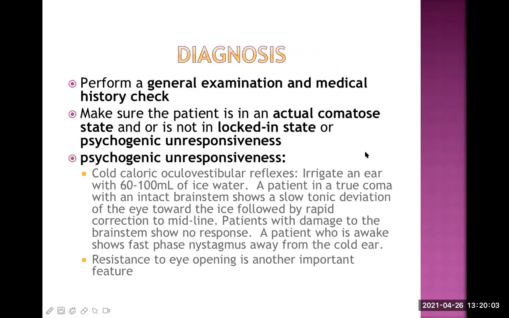Now let's talk about some other thing, how to confirm the diagnosis. These are the resuscitation things we have been talking about till now. Let's move further. Perform a general examination and medical history check. Now you have stabilized the patient, isn't it? Now you have time to do these things. Okay, so a detailed general examination and quick medical history checking should be done. Who knows, this patient is a diabetic patient.